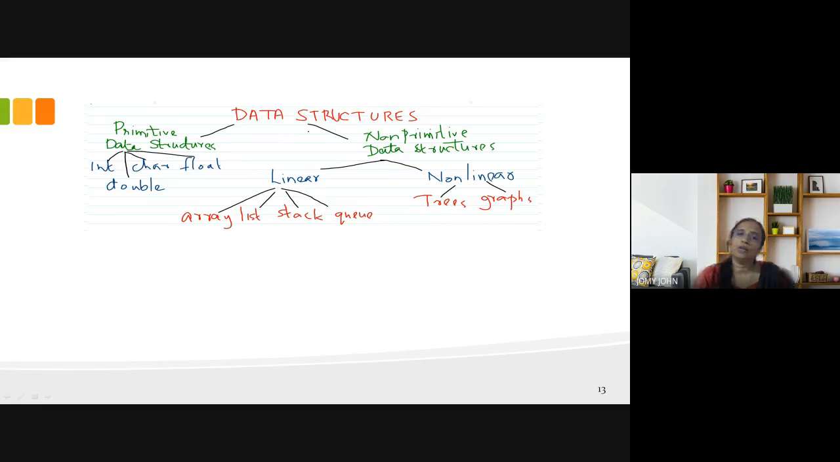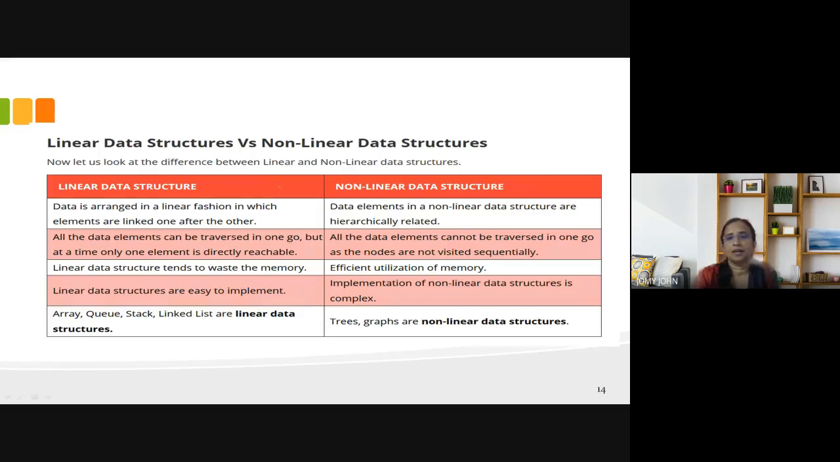What does that mean? It looks like an upside-down tree. This is the root, with two branches. The primitive data structure has four branches. Linear again has four branches. Non-primitive has two branches. Non-linear has two branches, etc. So the direction of growth is not the same. Sometimes we have more branches, sometimes fewer branches. Just like a tree, we cannot predict how many branches a stem has. Such a type of structure is known as a non-linear data structure.